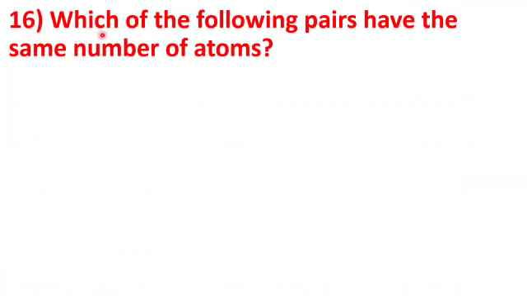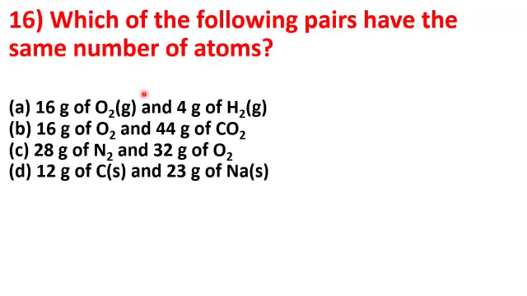Question number 16. Which of the following pairs have the same number of atoms? Option A, 16 gram of O2 and 4 gram of H2. Option B, 16 gram of O2 and 44 gram of carbon dioxide. C, 28 gram of N2 and 32 gram of O2. Option D, 12 gram of carbon and 23 gram of sodium.